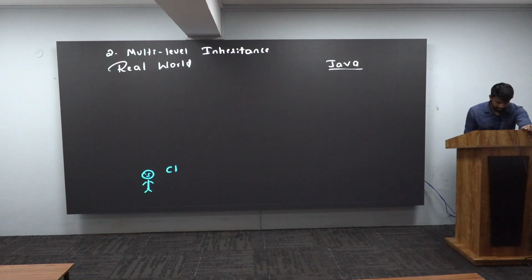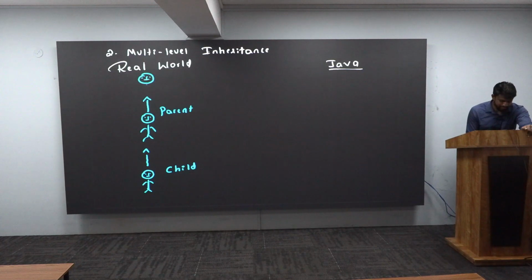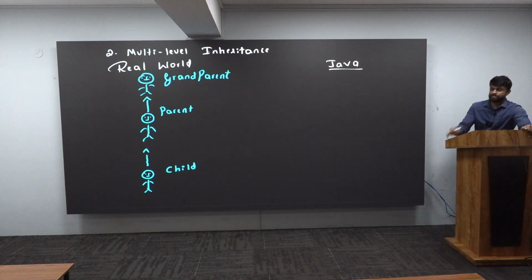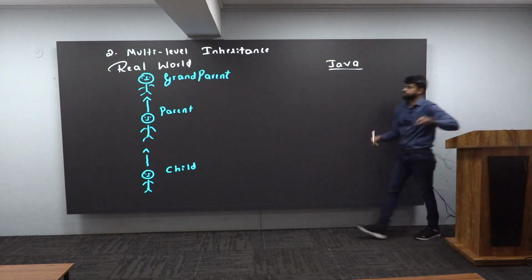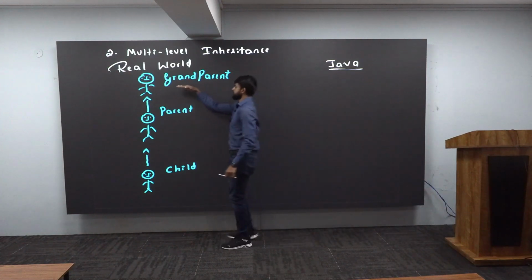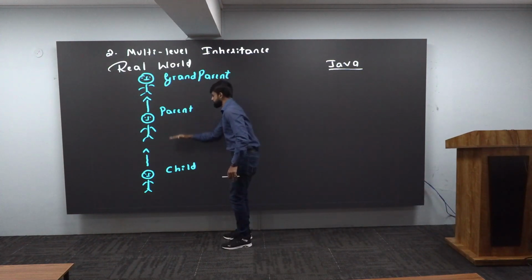Who is this, sir? Child. Child is inheriting from a parent. Good. But this is not the end. For the parent also, there is a parent. Means 100% there is a grandparent like this. Means for a child, there is a grandparent. So if you notice here, this is grandparent, this is parent, this is child.